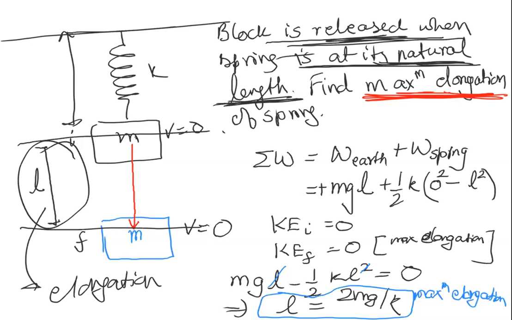So what happens? Why can't I apply mg is equal to kl and get L is equal to mg by k? See, when I release the object, what is happening? When I release the object, it is under the influence of gravity, because the spring is not applying any force on the object.